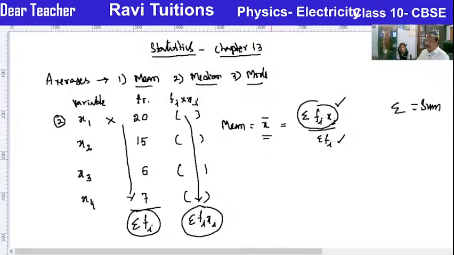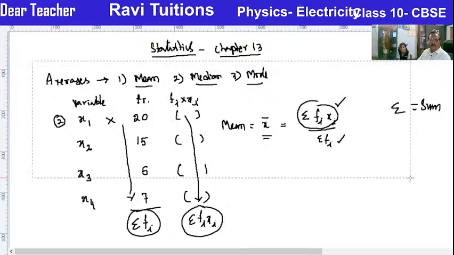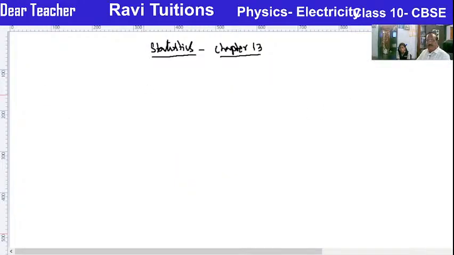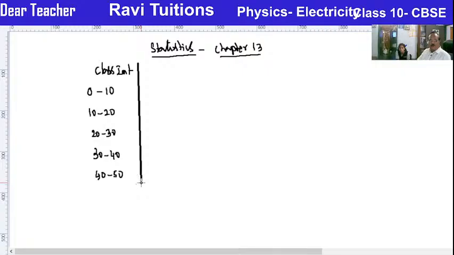Now we are going to have grouped data. This is ungrouped data. How to find the mean for grouped data? Grouped data means there will be groups. Like 0 to 10 is one group, 10 to 20 is one group, 20 to 30 is one group, 30 to 40 is one group, 40 to 50 is one group. These groups are also called class intervals.